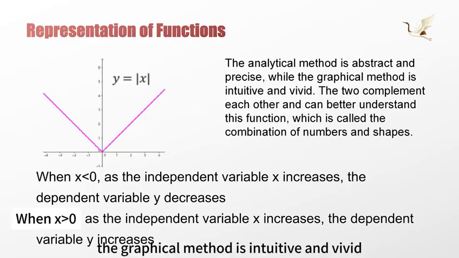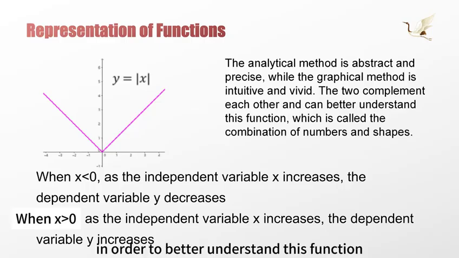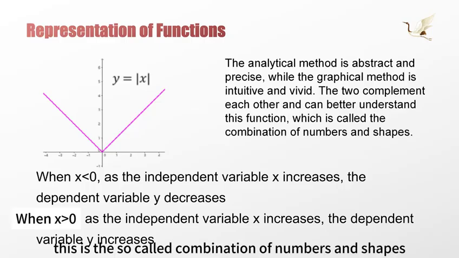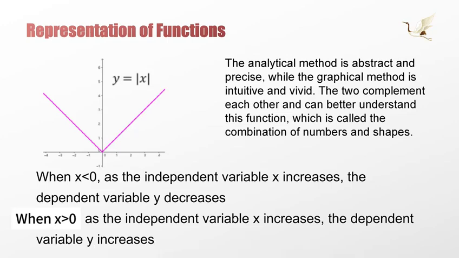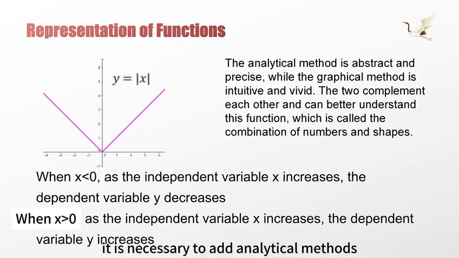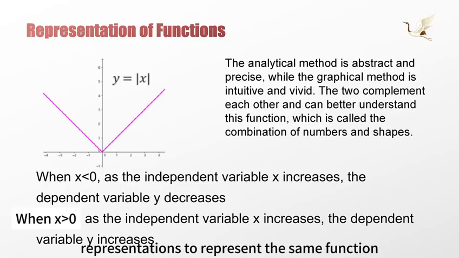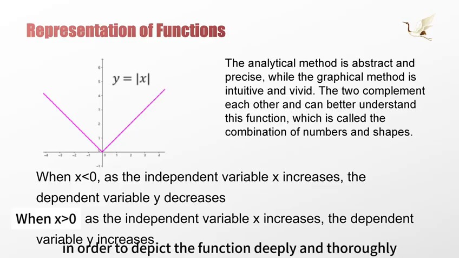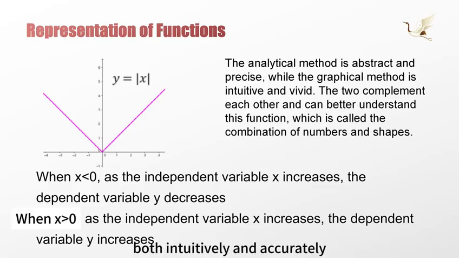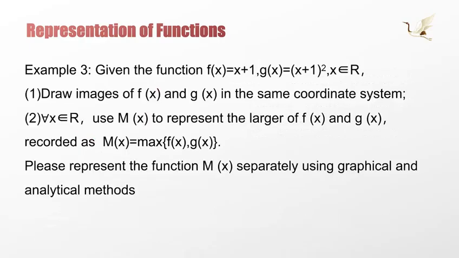The graphical method is intuitive and vivid, and the two complement each other in order to better understand this function. This is the so-called combination of numbers and shapes. In other words, it is necessary to add analytical methods to the graphical representation of the three function representations, and use these two representations to represent the same function, in order to depict the function deeply and thoroughly, both intuitively and accurately. Let's further appreciate the idea of combining numbers and shapes through example 3.